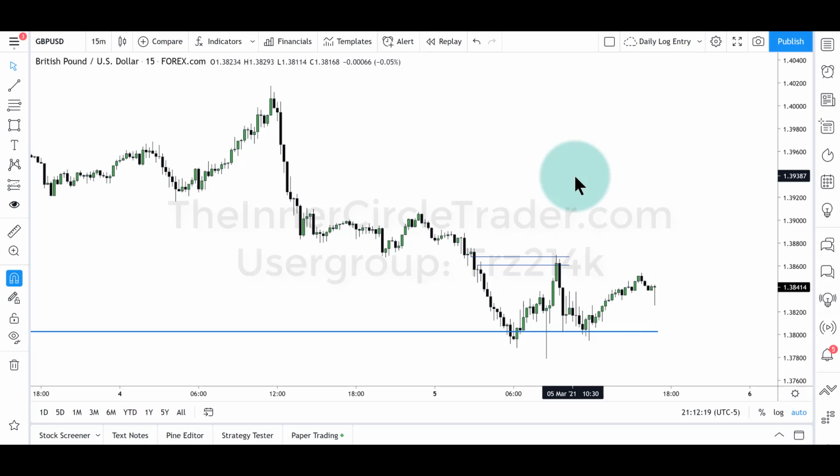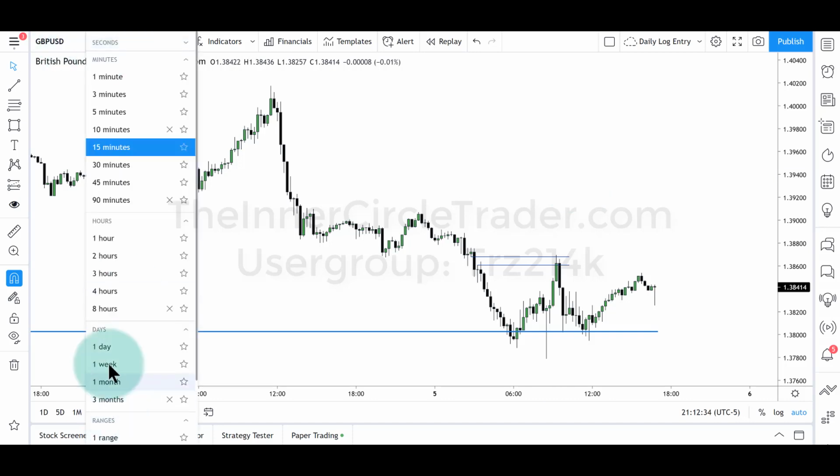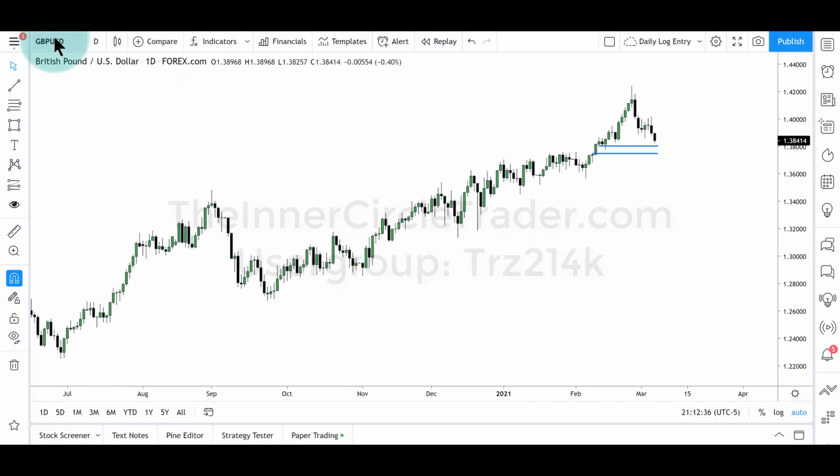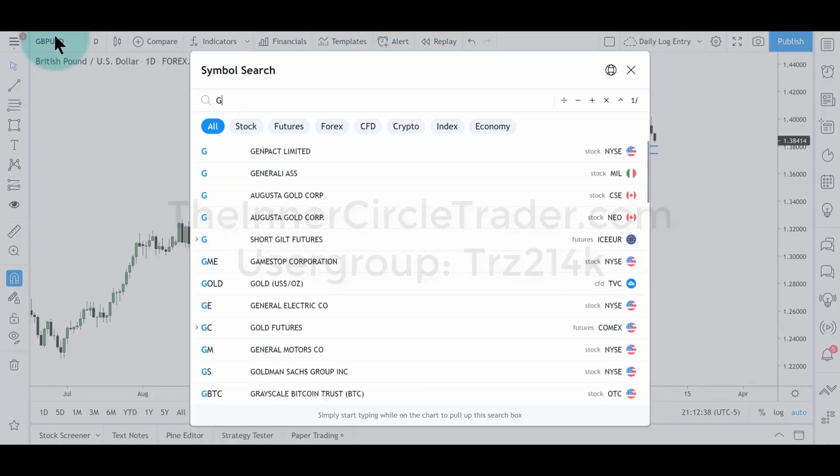So now I'm going to take your attention over to the gold market and talk about that and the dollar index, because there were some things that I leaned on in reference to the daily dollar. And let's put this chart on a daily, and we're going to pull up gold futures.